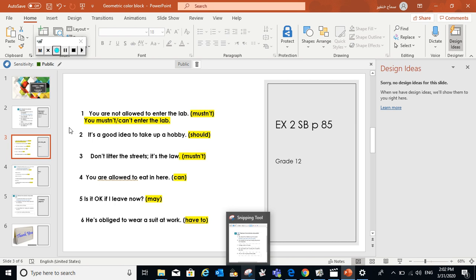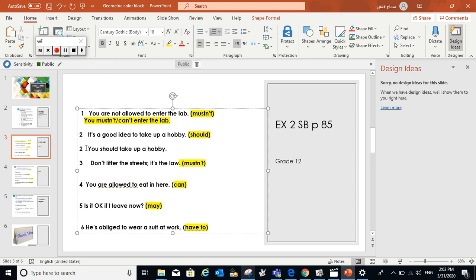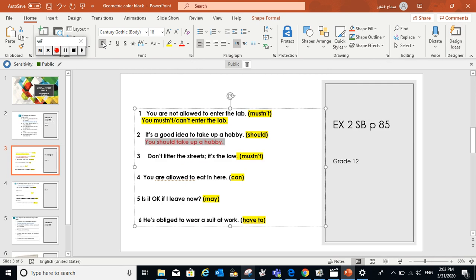So we can say you or everyone or he or she, whatever. So you can say you should. So this is should. And the verb in the base form, take up a hobby. Okay, this is the answer. Let's highlight our answer in red and bold.